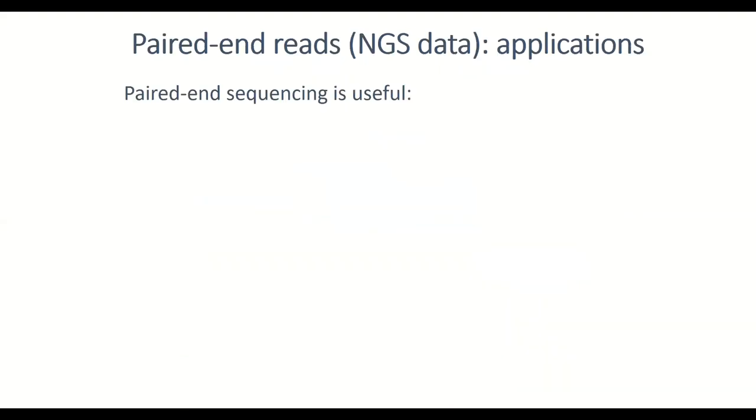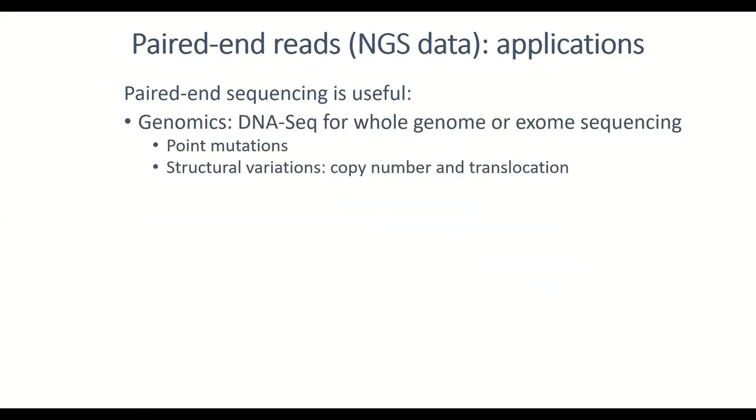And paired-end sequencing is extremely useful in omics study. Basically, sequencing is the major technology which we use for omics study. Okay. So when we talk about genomics, we generate the DNA sequence. We perform whole genome sequencing or exome sequencing. The difference is that with exome sequencing, we only sequence the exome region of each gene. With the whole genome, we sequence the whole chromosome. It does not matter if there is a gene or no gene, okay?